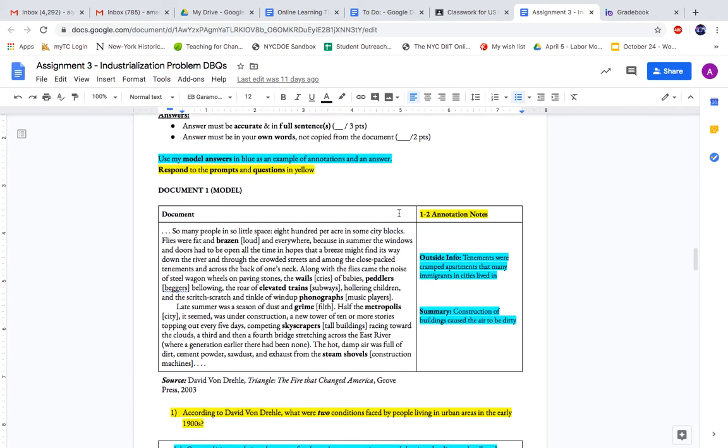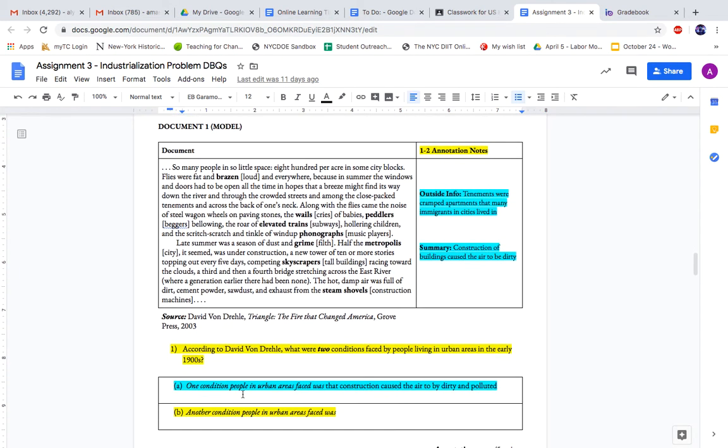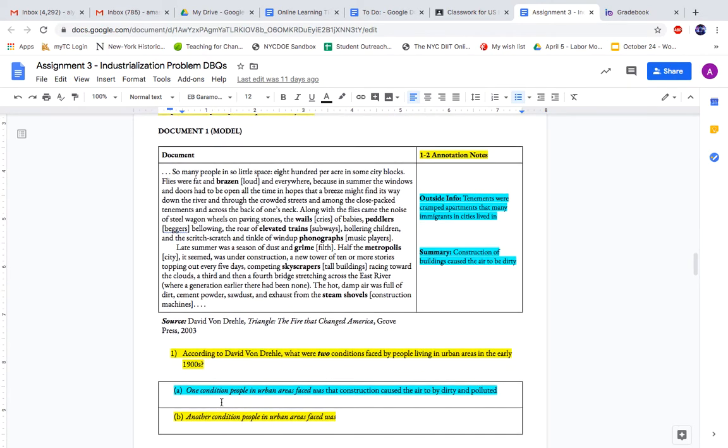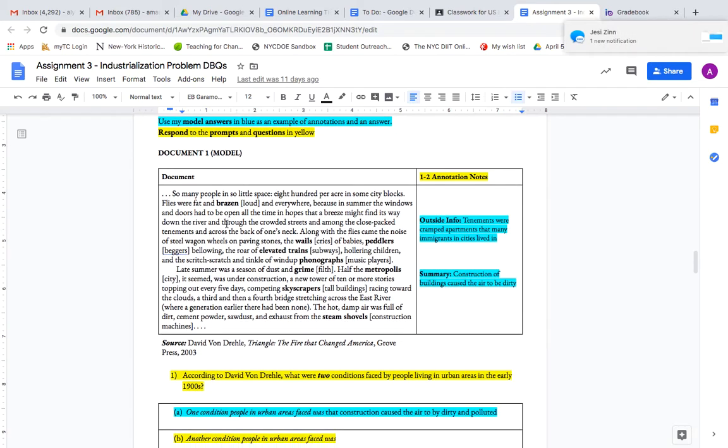So I'll read through, there's 2 written documents, I'll read through both of them. Document 1 I did as a model, but you do have to answer a second question about it, so I'm still going to read through it. My model annotations are over here in blue, okay? And my model answer is down here in blue also. So let's read through document 1 together. Okay.